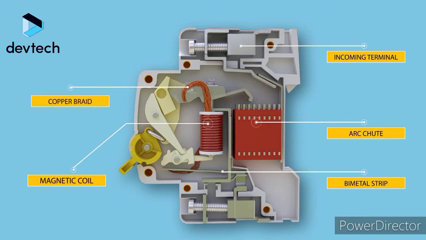Copper braid connects the moving element with the static element. The on-off switch is the operator with which we manually interrupt or turn on the electric circuit. In the outgoing terminal we connect the outgoing phase from the circuit breaker.